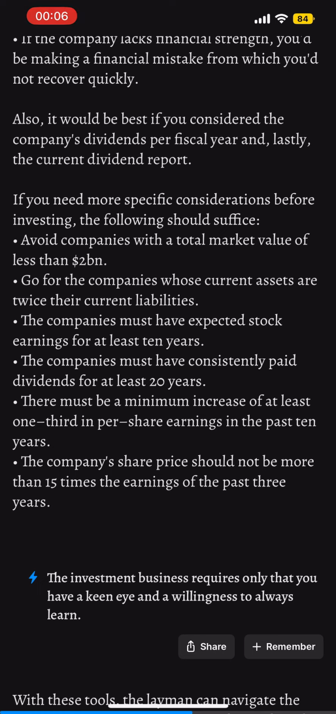If you need more specific considerations before investing, the following should suffice. Avoid companies with a total market value of less than $2 billion. Go for the companies whose current assets are twice their current liabilities. The companies must have expected stock earnings for at least 10 years. The companies must have consistently paid dividends for at least 20 years. There must be a minimum increase of at least 1/3 in per-share earnings in the past 10 years. The company's share price should not be more than 15 times the earnings of the past 3 years.